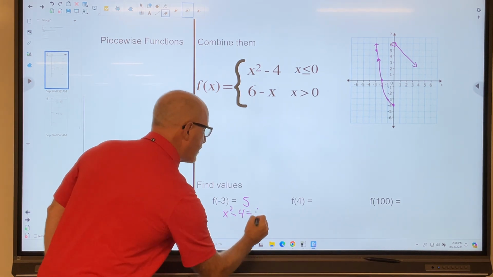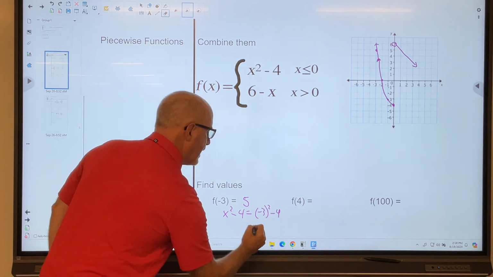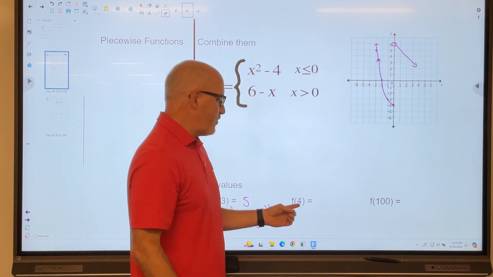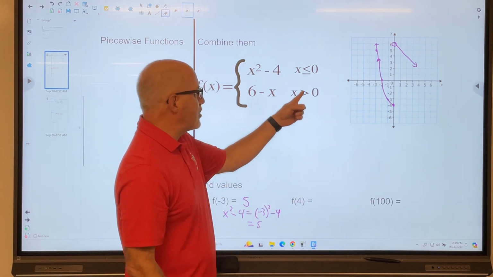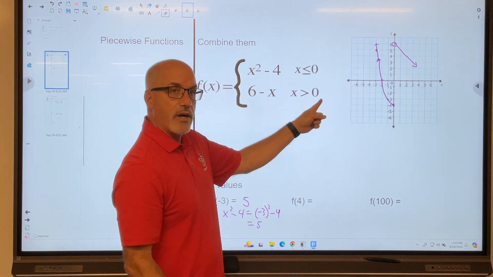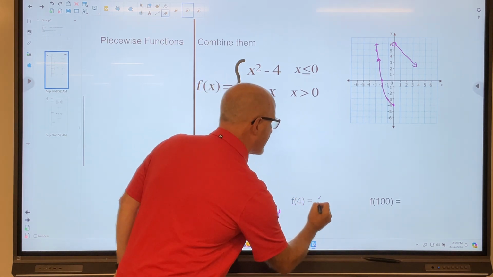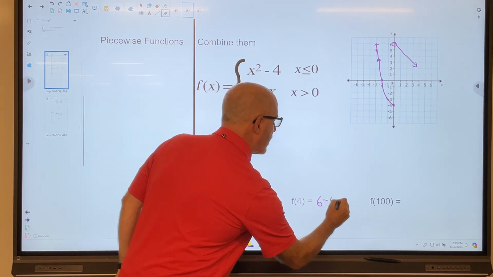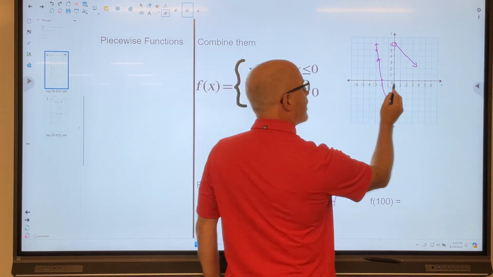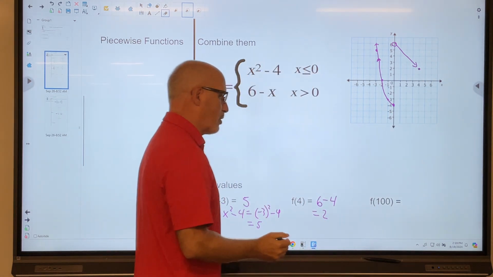You put in -3, -3 squared minus 4, and you get out a 5 as a result. So for these values, I'm going to put 4 in. Which of these categories does 4 for an x value fit in? Well, 4 is greater than 0, so I'm going to use this rule. I'm going to take 6 minus the 4, which will equal 2. And notice at 4, it's that point right there. 4 goes with 2, goes right through that.